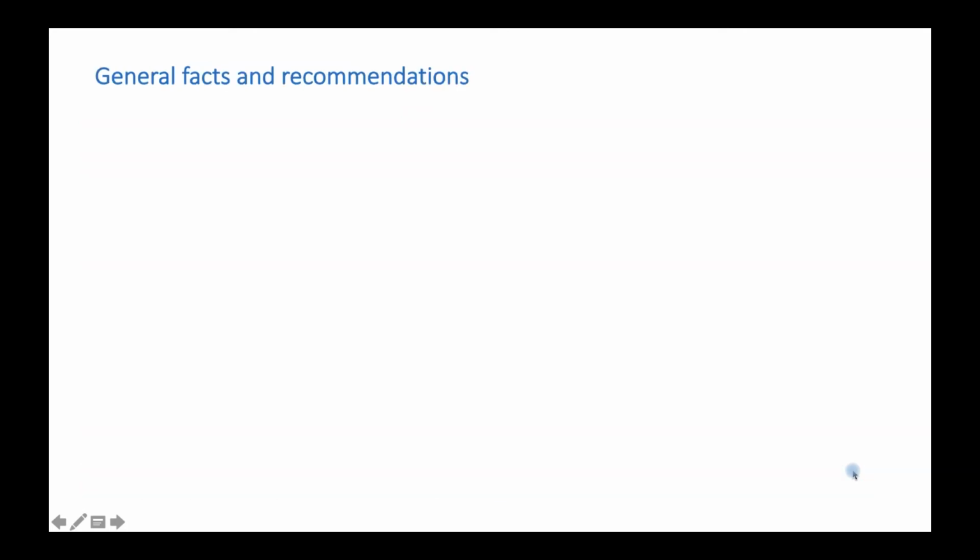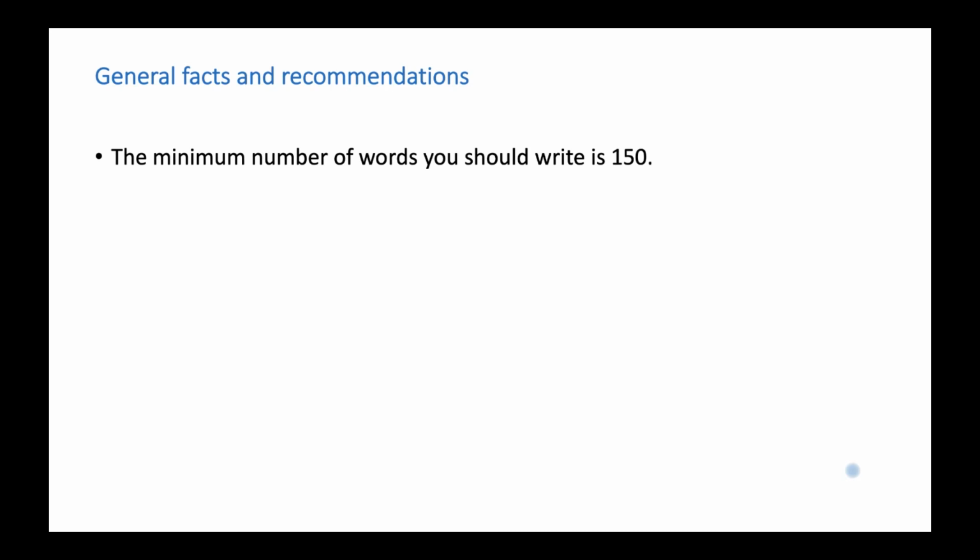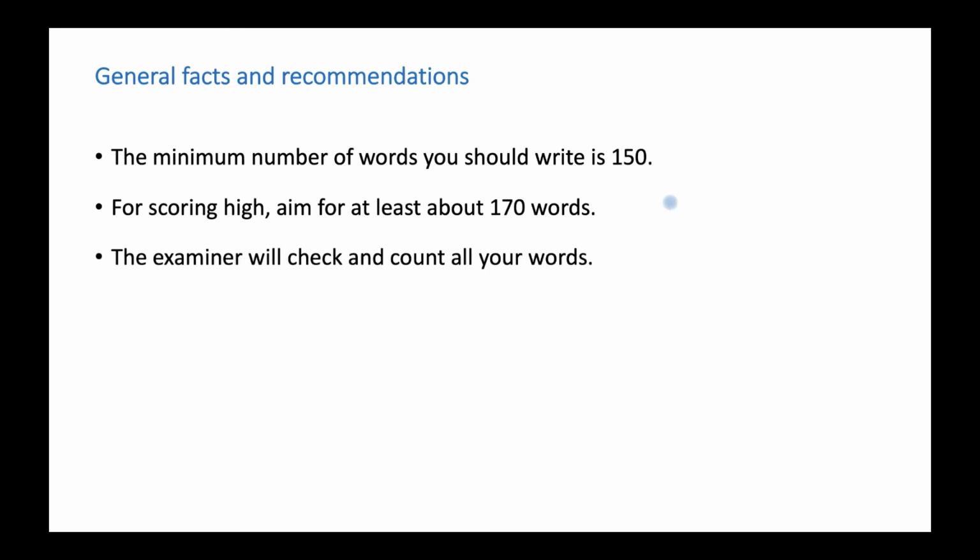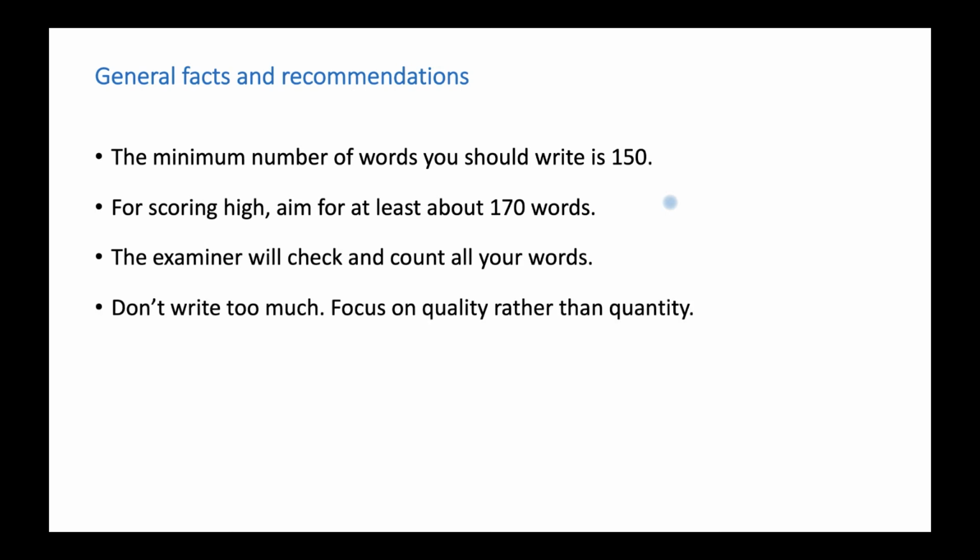General facts and recommendations. The minimum number of words you should write is 150. Yes, we've just discussed that. For scoring high, aim for at least about 170 words. The examiner will check and count all your words, so make sure you write at least the minimum number. Don't write too much, focus on quality rather than quantity. So you don't need to go over 200 words because in that case, I'm sure you're gonna lose the quality of your paper. So writing down 170 or 180 is more than enough.